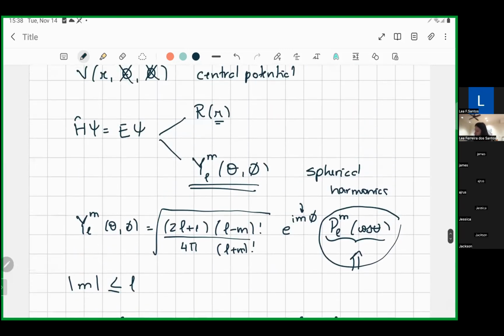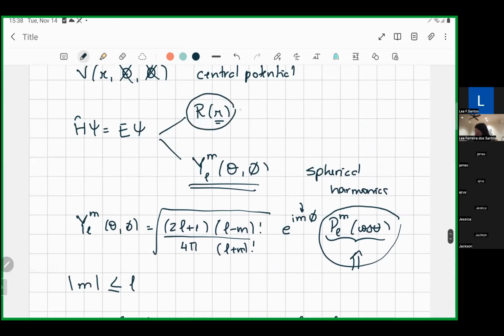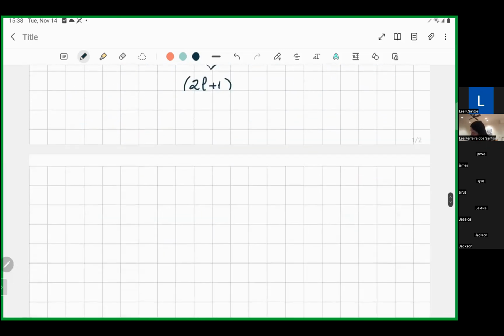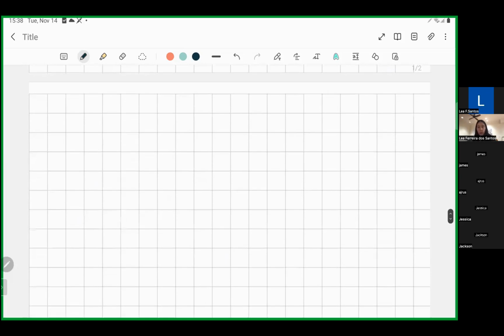Now what remained to do was to solve the part that depends only on R. What we did here was to try to simplify the equation that depends only on R, to put it in a form that was kind of familiar to us. And so we wrote that R as a new function, U of R divided by R. And when we did that, we found an equation that looked more familiar to us, the equation for the U function. And what was that?